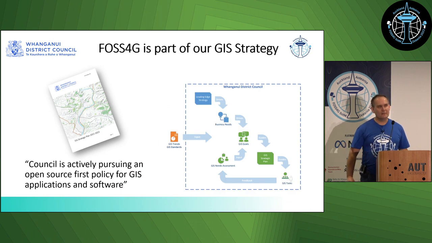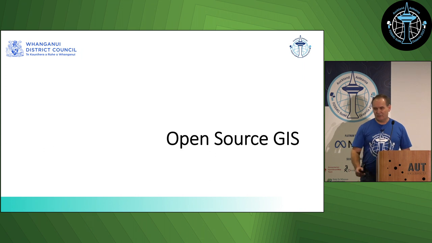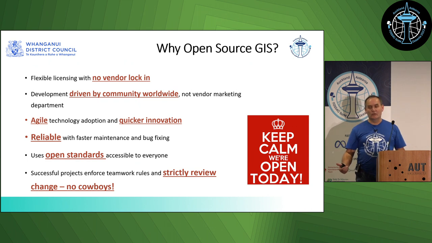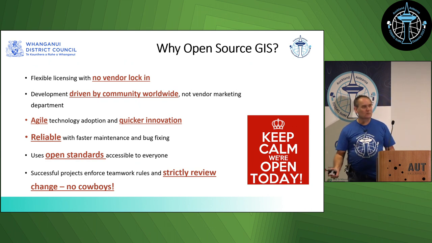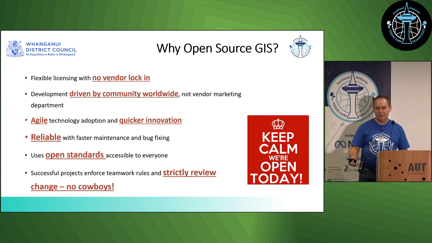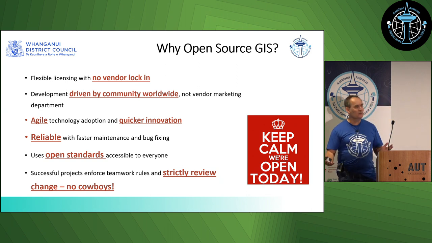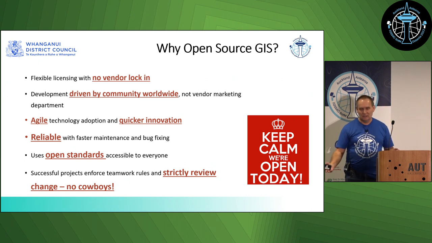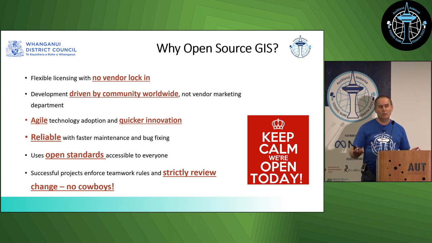FOSS4G is part of our strategy. It is actually in our GIS strategic plan, which probably needs an update, but anyway. So open source GIS. Why do we use open source GIS? Well, it gives us flexible licensing. There's no vendor lock-in. And it's driven by a community worldwide. We find that there's quicker innovation. It's very reliable. And it conforms to open standards, which is always a good thing.